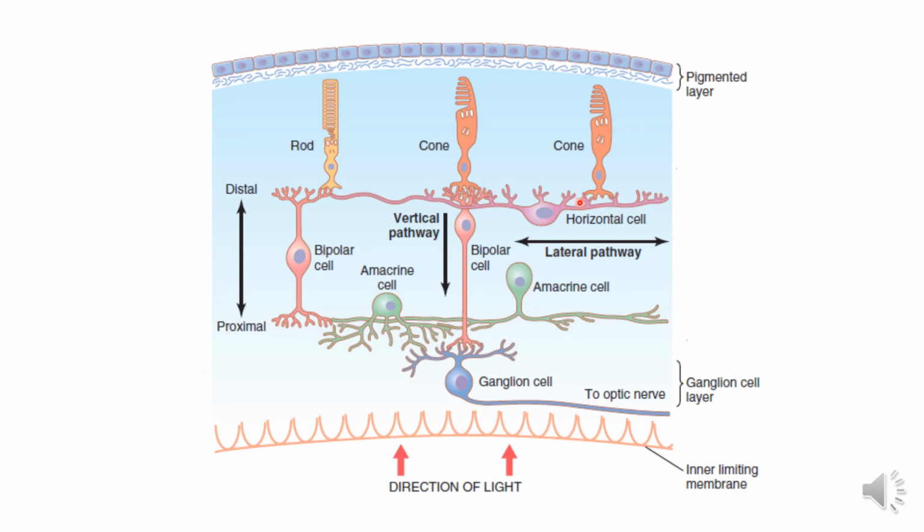This diagram shows again the connections of neurons in the retina. The basic, as we said, is photoreceptor, bipolar, and ganglion. But you can see we have a horizontal cell connecting the cones or rods, or both of them, to the bipolar cell. And we have amacrine cells in this layer of the retina connecting the bipolar cell to the ganglion cell.